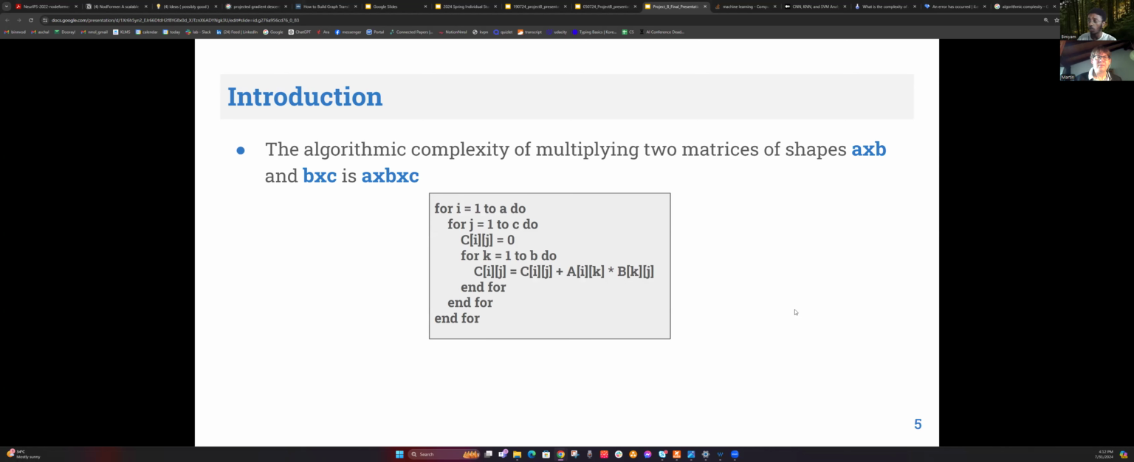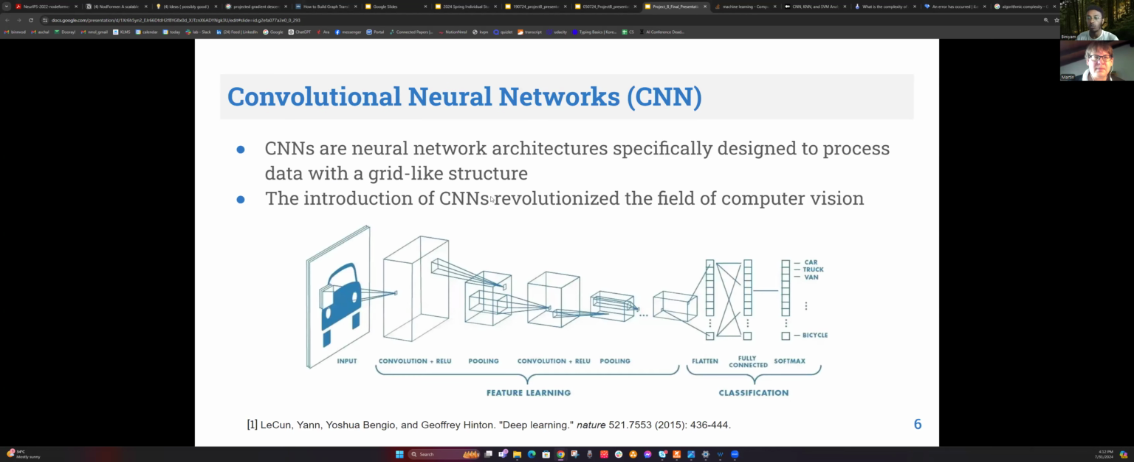So as an introduction, we need this background. So it's fairly simple. So the matrix multiplication between two matrices of size A by B and B by C can be computed as A by B by C, as you see in the slide. And yes, this is a very small pseudocode I made for it. So yeah, I hope it's straightforward. Then we start with convolutional neural networks.